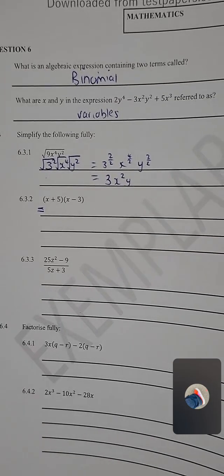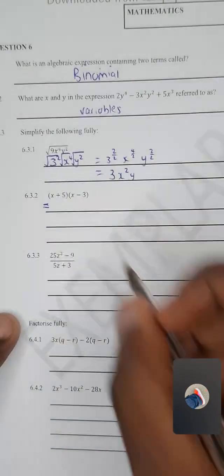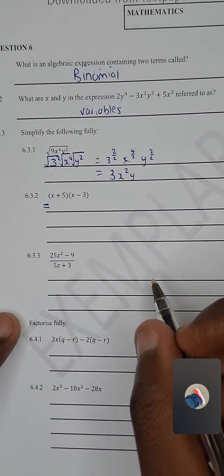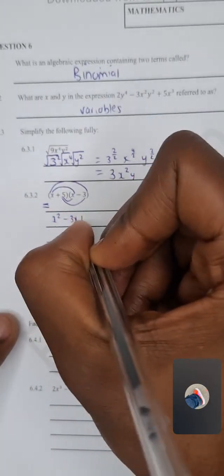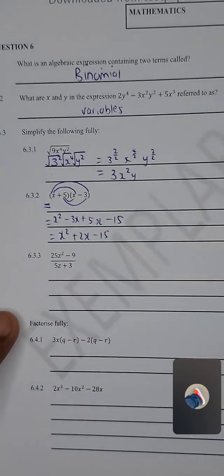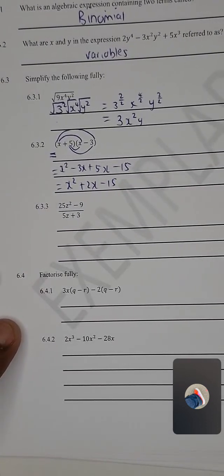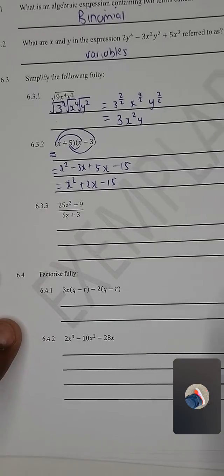Then we are going to say what multiplies the other bracket multiplies what is inside the other bracket, which is equal to x squared minus 3x plus 5x minus 15, which is x squared plus 2x minus 15. Okay, wow, good job. All right, so you definitely know your stuff, that's for sure.